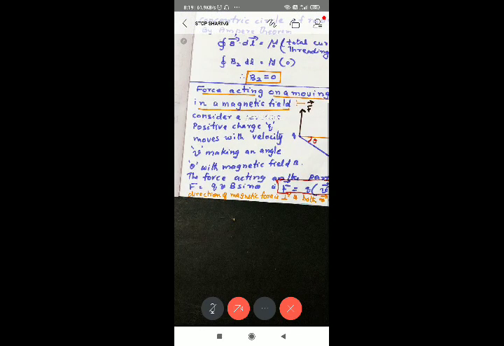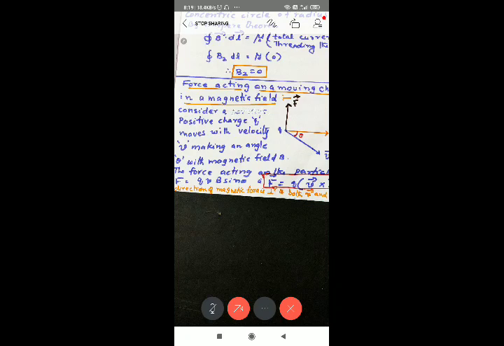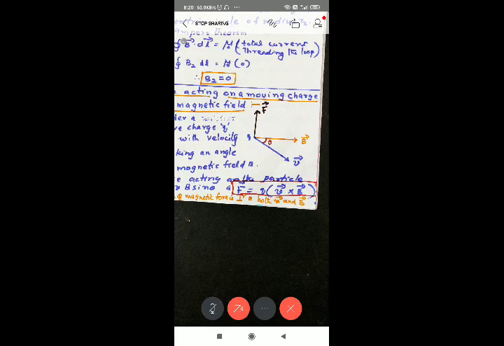And here, what is the direction of the force acting on the charge? Direction, because that force is a vector quantity. Magnitude we know, QVB sin theta. What is the direction of the force acting? For that, we have to use Fleming's left hand rule. All of you have to do it and find out the force.